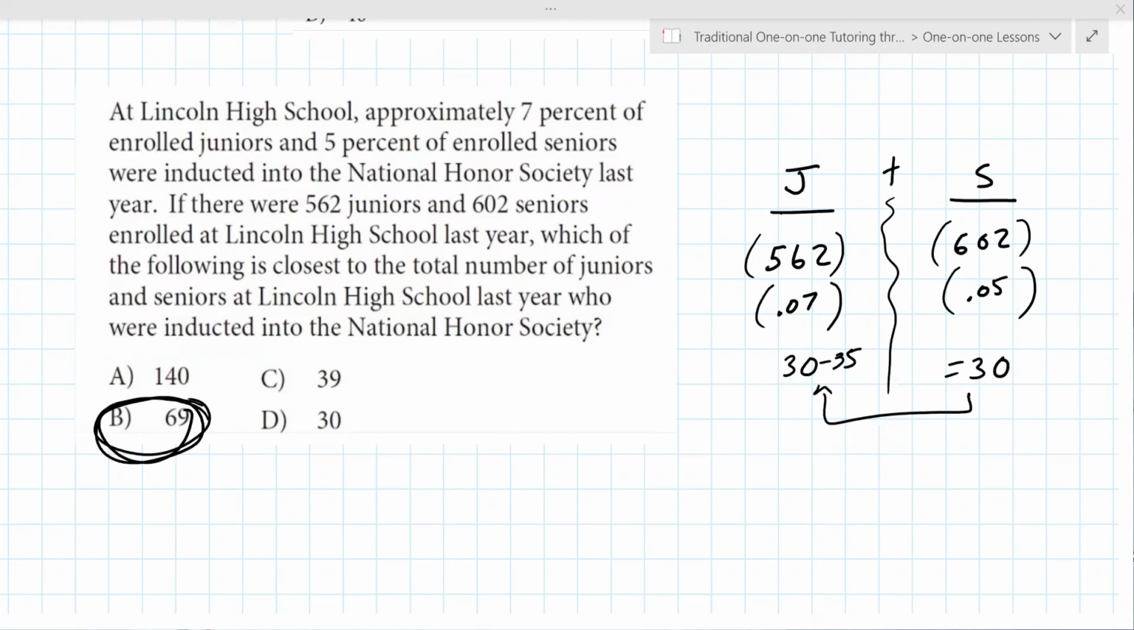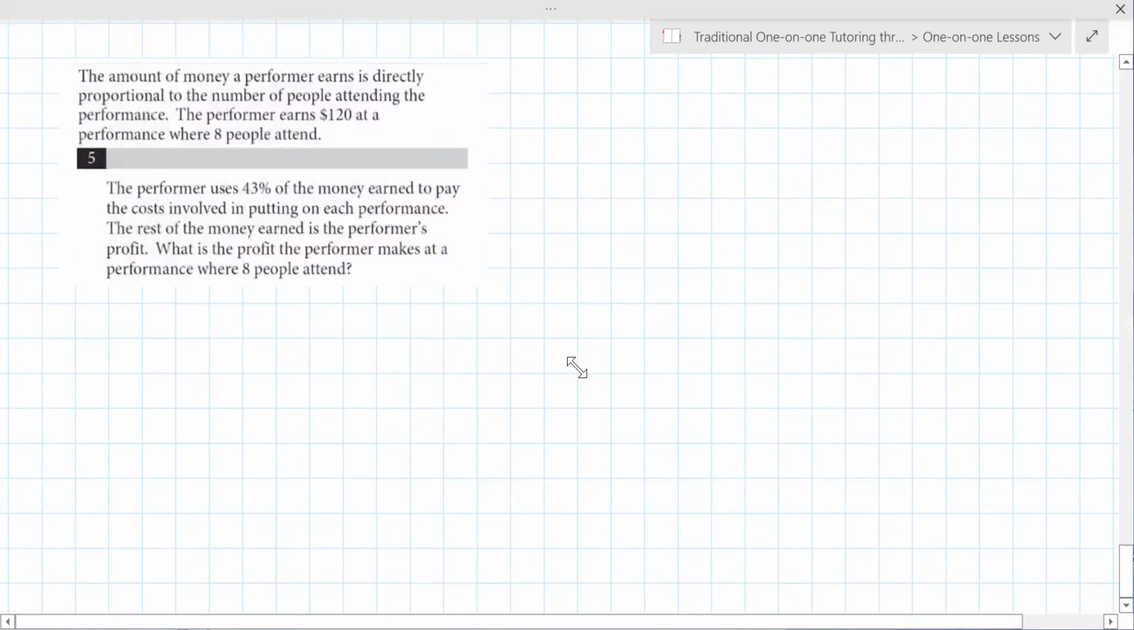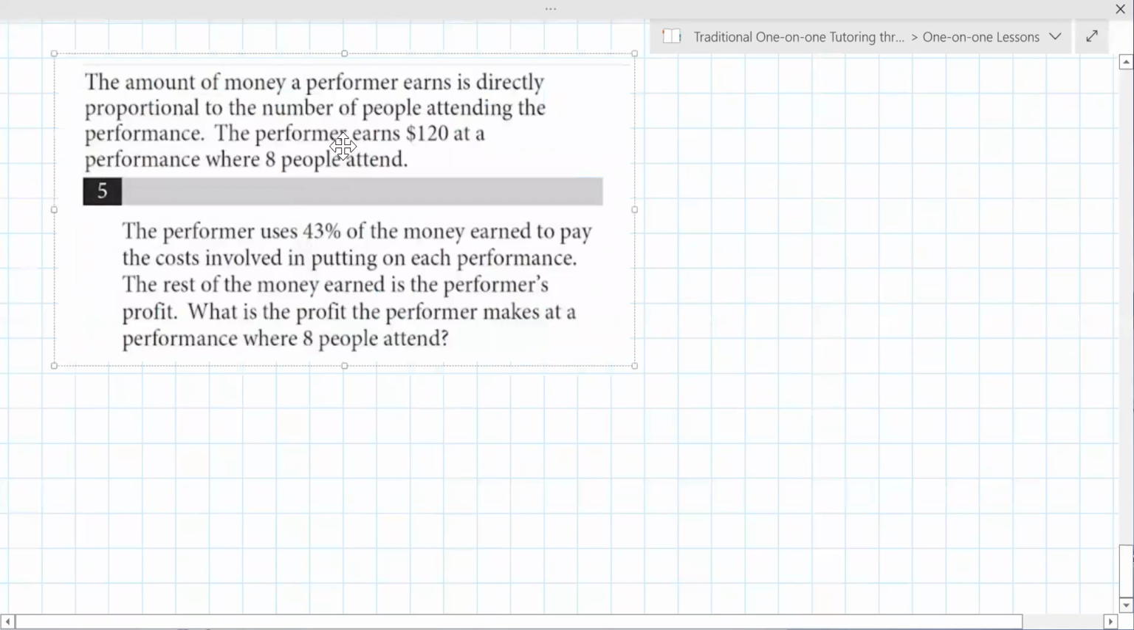Okay, let's do another one here. I'm not going to put the answers up. I think that's been working well here. All right, so I'll read the question out loud. The amount of money a performer earns is directly proportional to the number of people attending the performance. The performer earns $120 at a performance where 8 people attend. Okay, so how much did they earn? About 960. All right, read it one more time. They earn $120 at a performance where 8 people attend.